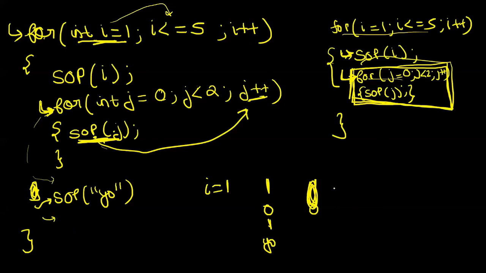So now guys, what will happen? The value of i will become 2. 2 is less than or equal to 5. So again, I enter inside the body of the i loop. I print the value of i, which is 2. And again, this loop will run and then I will print yo.